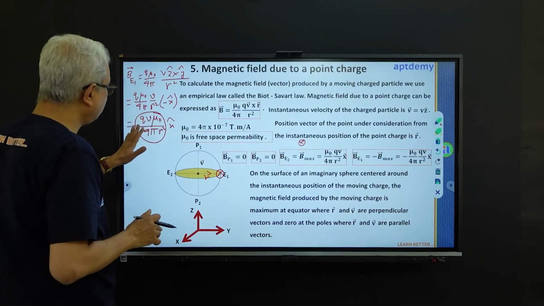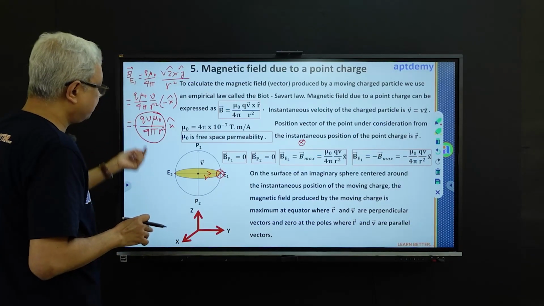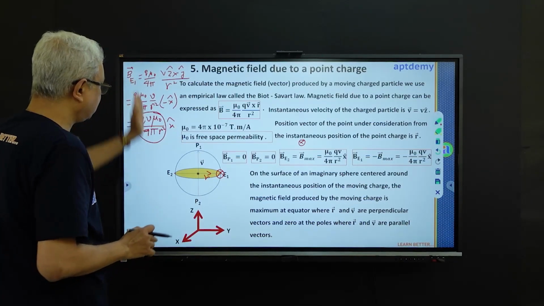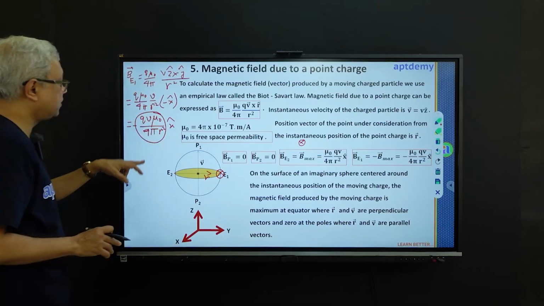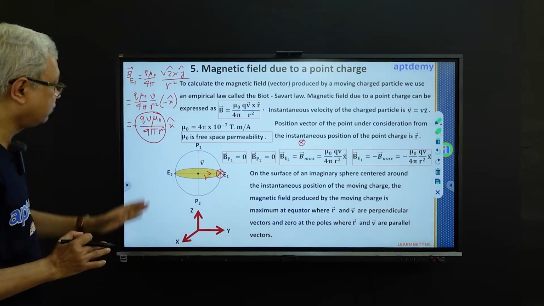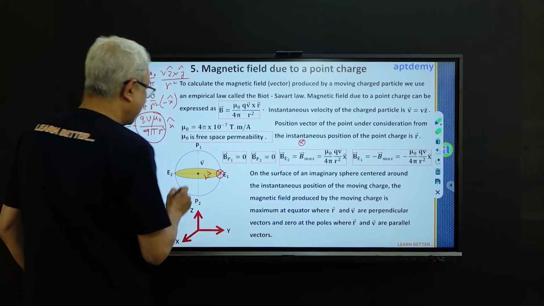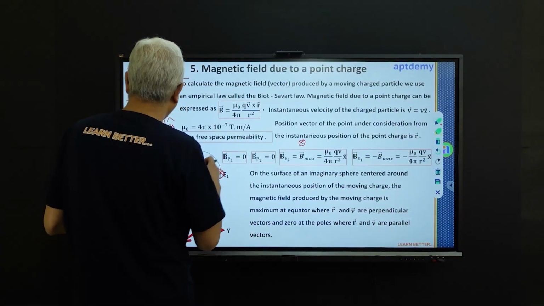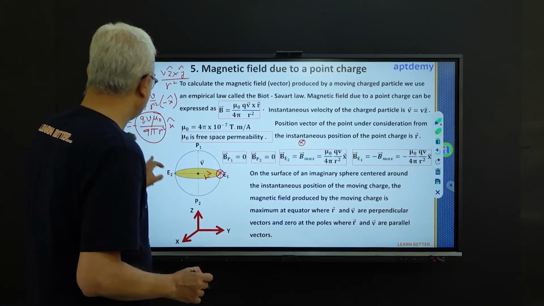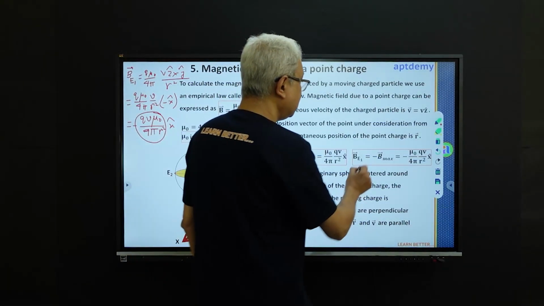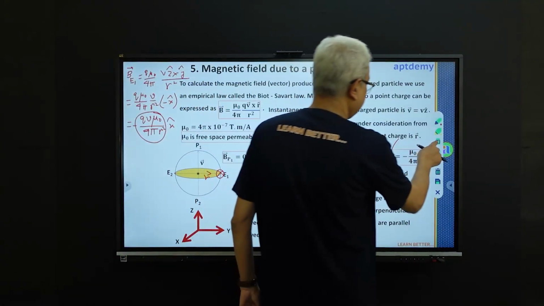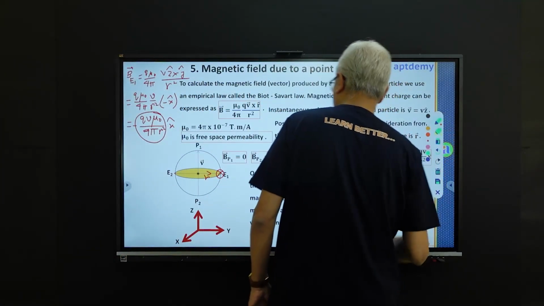All these parameters are known to us. Q is the charge of the moving particle, v is the velocity of the moving particle, which is in the direction of the positive z axis, mu naught is the free space permeability, r is the distance of u1 from the instantaneous position of the moving charge, and x cap is the unit vector along positive x direction, and since it is negative, it is in the negative x direction. We have obtained B u1 like this. So this formula we have established. Okay, now what is B e2?